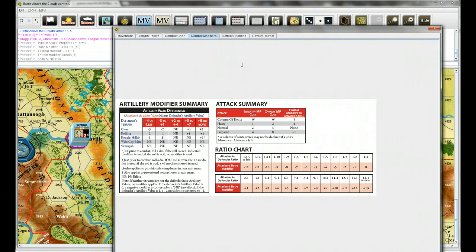Just want to point out, going back to the chart here very quickly, some of these situations have a little asterisk here at rough and rolling. What that's saying is that there is a variability, a chance that artillery may or may not be effective. So right before the battle occurs, you would roll a die, and if it's either even or odd, depending on the situation, then you would get either 0 or a -1 or a +1 die roll modifier.